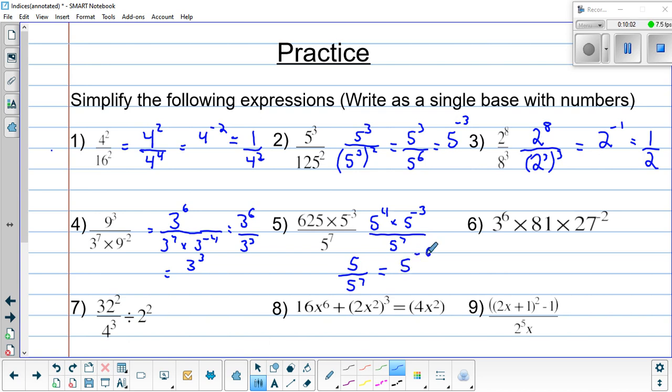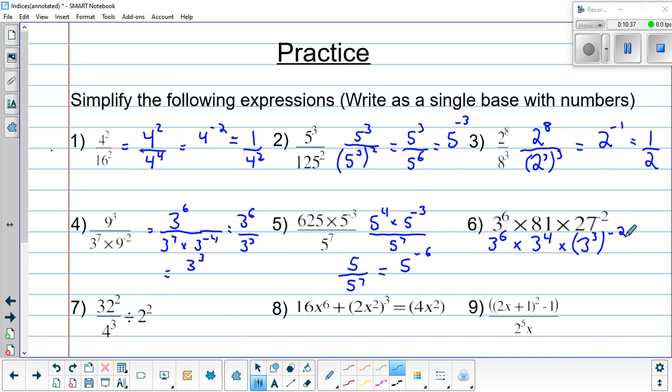This one, once again, looks a little bit more challenging because we have 3 kind of bases multiplied and none of them are the same. I'm still going to get them all in terms of 3. So like I said, I like working this way because I know my times table is better than my divisions. 3 times 3 is 9, times 3 is 27, times 3 is 81, so this is 3 to the power of 4, and this is, well, 3 times 3 times 3 is 27, so this is 3 cubed to the negative 2.